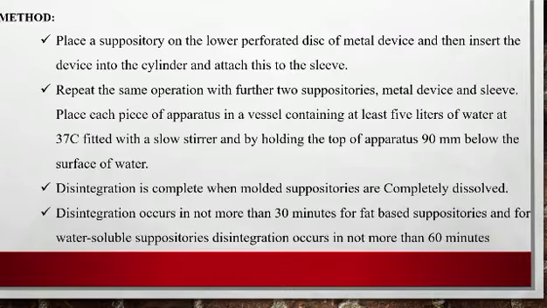Next, the method. First we have to place a suppository on the lower perforated disc of a metal device. The device is inserted into the cylinder which is attached to the sleeve. Repeat the same operation for 2 further suppositories, metal devices and sleeves. Place each piece of apparatus in a vessel containing at least 5 liters of water at 37 degrees Celsius, fitted with a slow stirrer, holding the top of the apparatus 95 millimeter below the surface of water.